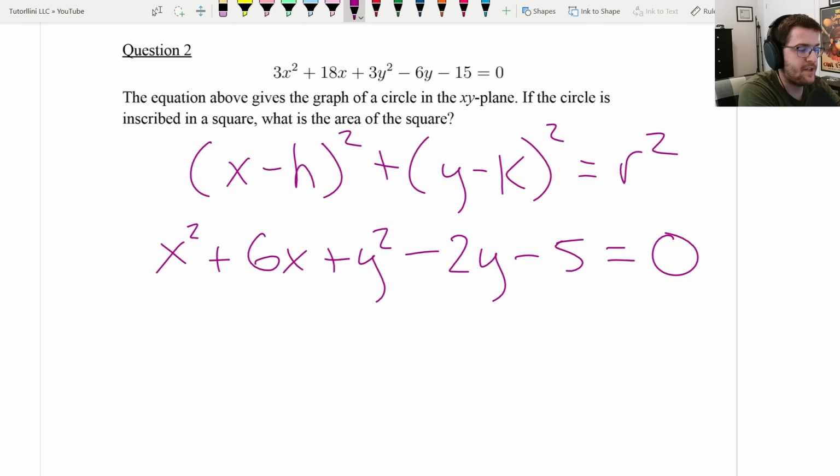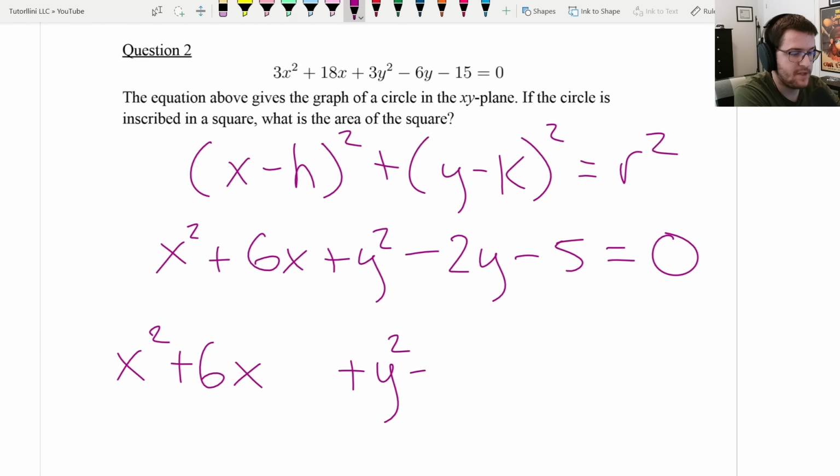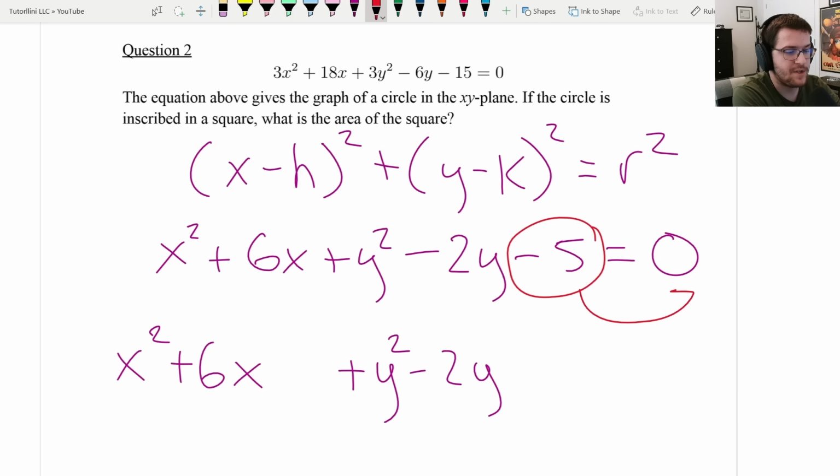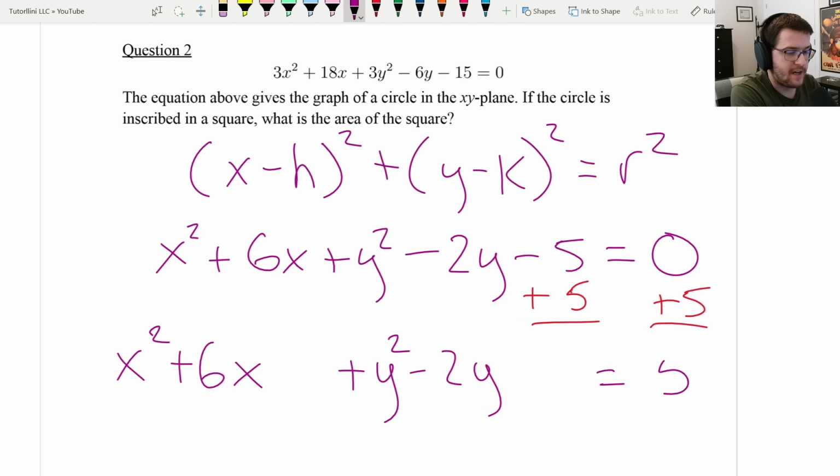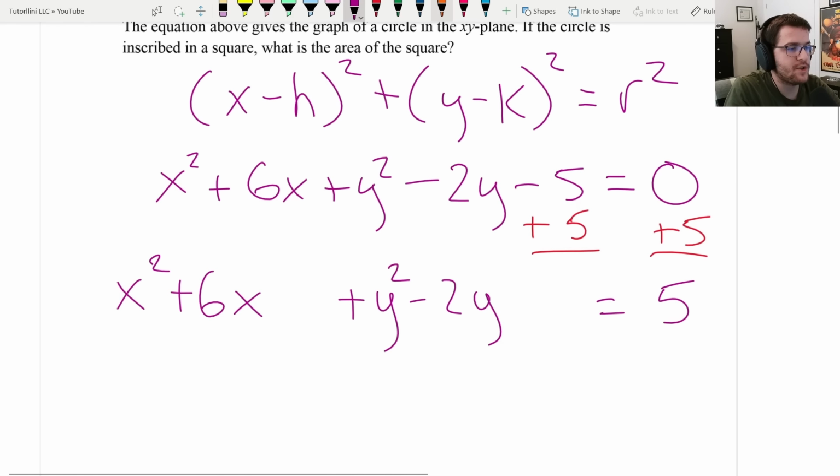So just like this, we're going to put the x's, leave some space. We're going to put the y's in order, just like a quadratic, leave some space. And then, if it's not already, move the constant to the other side. So to do that, I am going to add 5 to both sides. So we get a 5 on the right side.